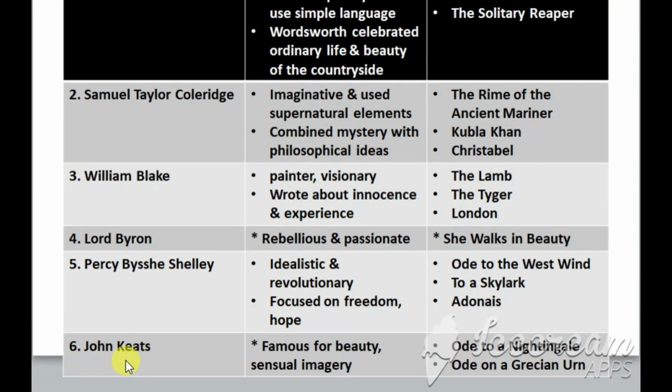Then comes John Keats. He was famous for expressing beauty in his poetry. He also used a lot of sensual imagery. And John Keats composed poems like Ode to a Nightingale and Ode on a Grecian Urn.